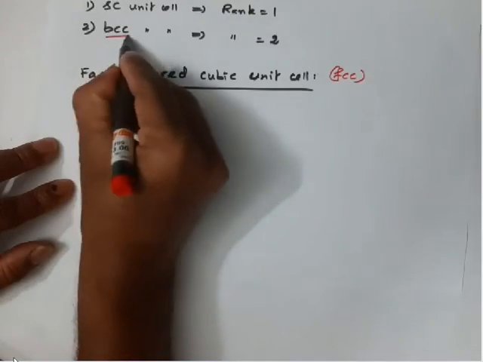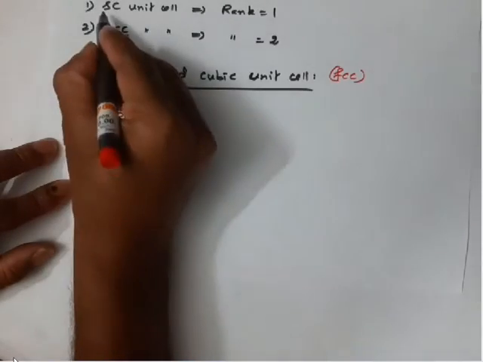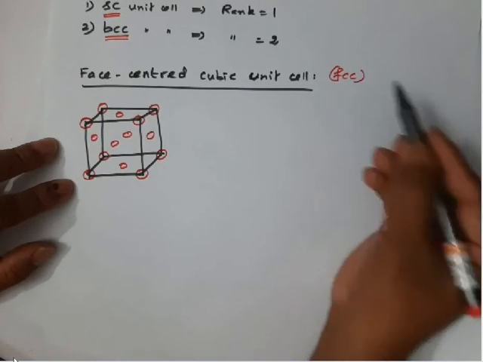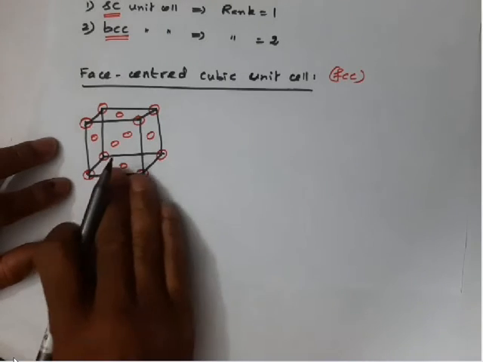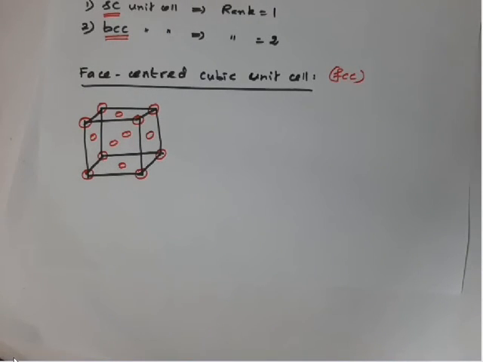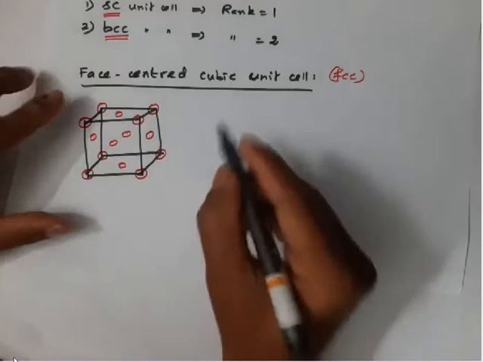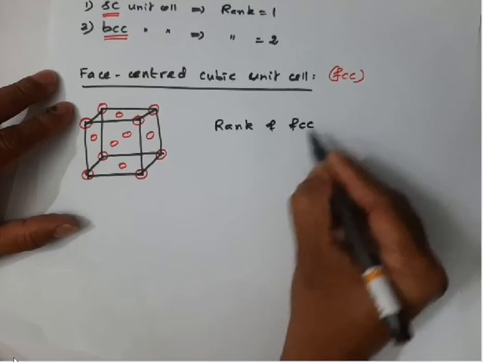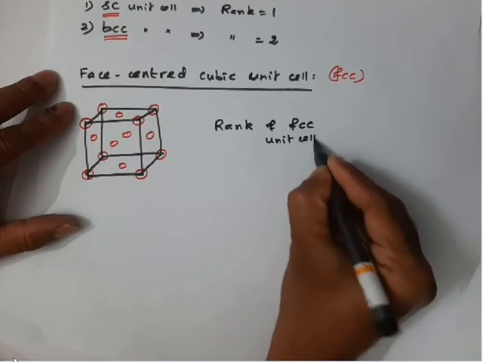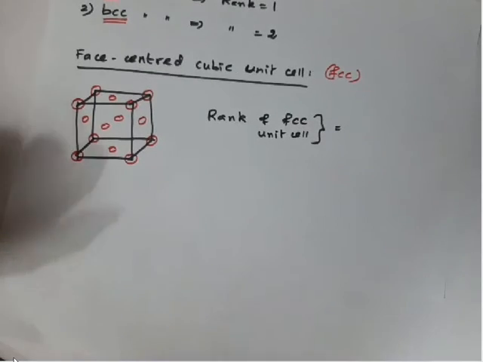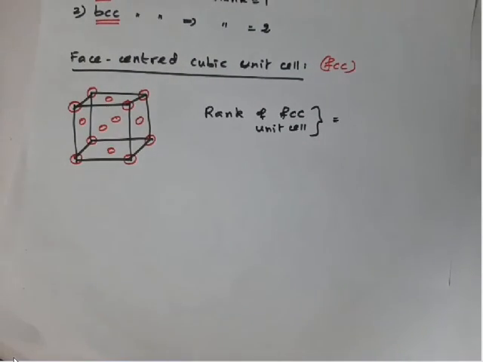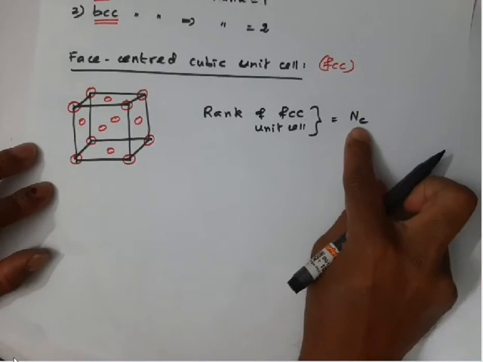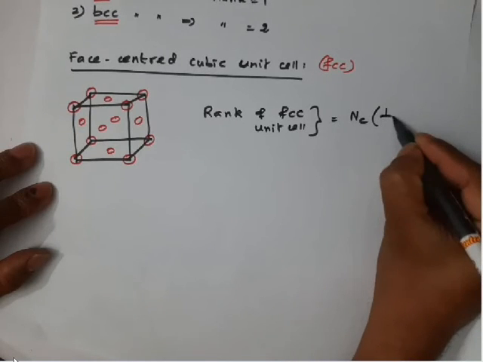BCC means body centered cubic unit cell. SC means simple cubic unit cell. FCC means face centered cubic unit cell. This is the face centered cubic unit cell. Now, what is the rank? Rank of the FCC unit cell, face centered cubic unit cell. What's the rank? Listen, we have 8 corner atoms. So first you find out the number of corner atoms and multiply by 1 by 8.